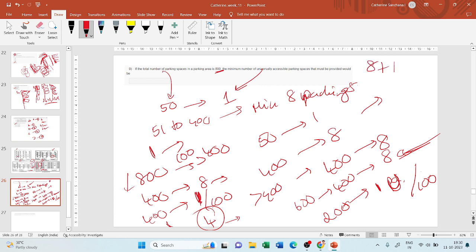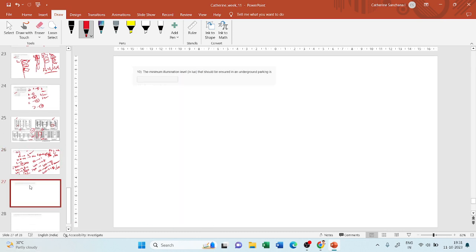So how much is the total number of parking spaces? It is 8 plus 4. This is 1 per 50 normal parking spaces, and this is 1 per 100 normal parking spaces. So the answer is 12. You will provide 12 universally accessible parking spaces.